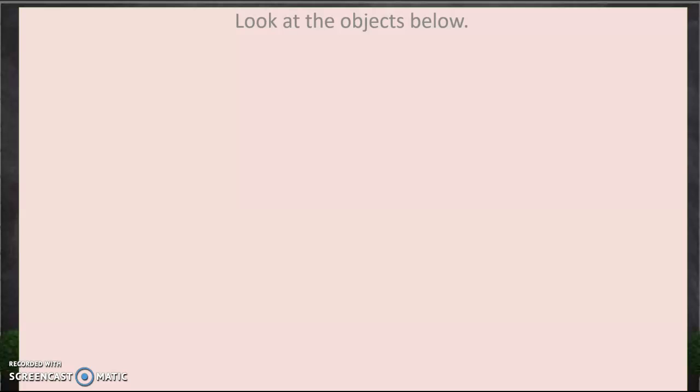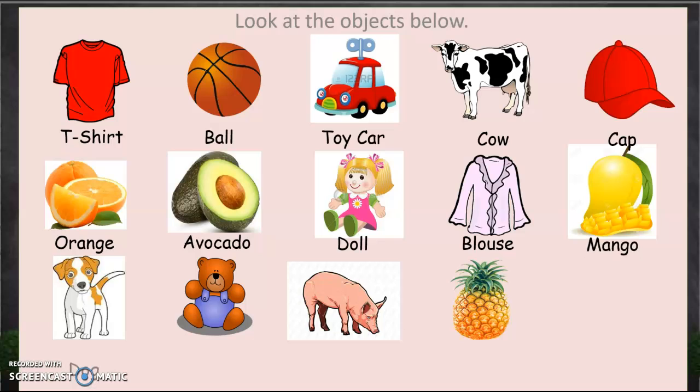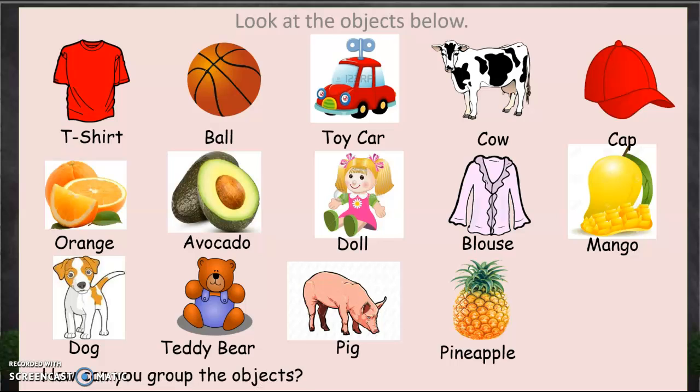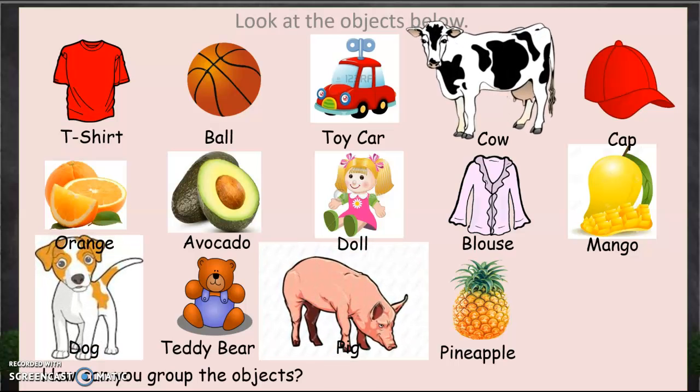Look at the objects below: T-shirt, ball, toy car, cow, cup, orange, avocado, doll, blouse, mango, dog, teddy bear, pig, pineapple. How can you group the objects? Okay, so maybe you would think of dog, pig, and cow. So you will group them as animals.